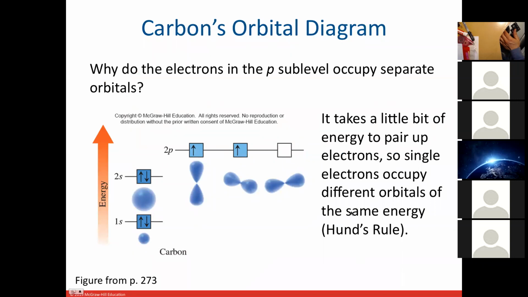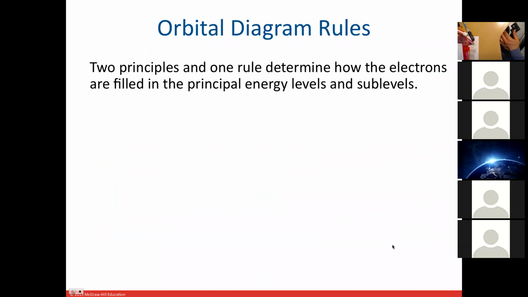So this is the third rule. This is Hund's rule. It takes a little bit of energy to pair up electrons because there's electron-electron repulsion. So single electrons occupy different orbitals of the same energy. Well, we'll come back and I'll put that up when we start building these. Let's just go through the PowerPoint.